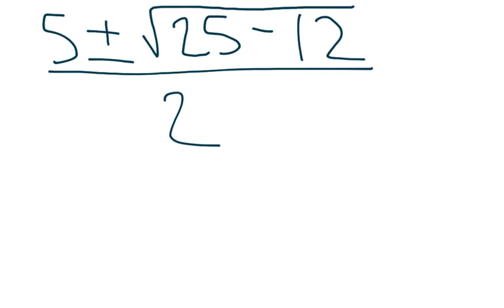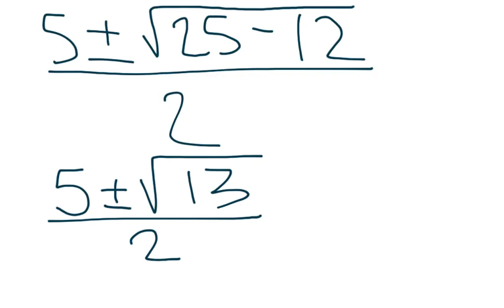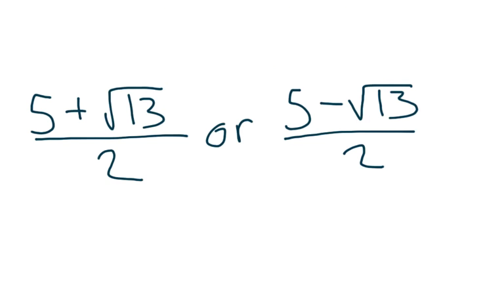Once you've squared negative 5 and multiplied out 4 times 1 times 3, you end up with 25 minus 12 inside the radical. Once you subtract 25 minus 12, we end up with 5 plus or minus radical 13 over 2. Once you've separated the plus or minus signs, you end up with your two possible solutions of 5 plus radical 13 over 2 or 5 minus radical 13 over 2.